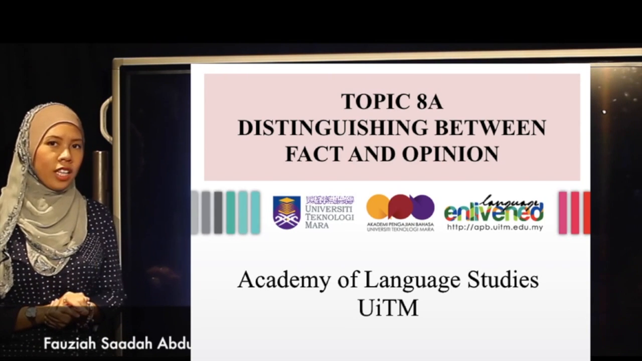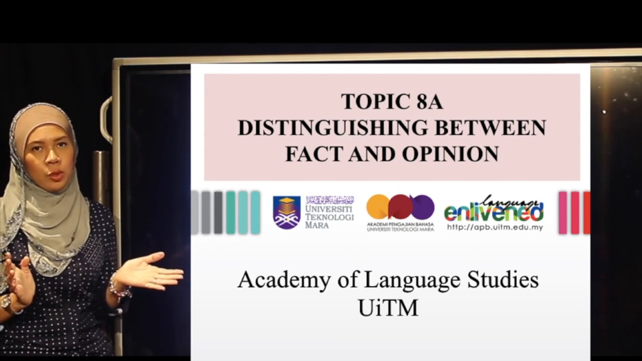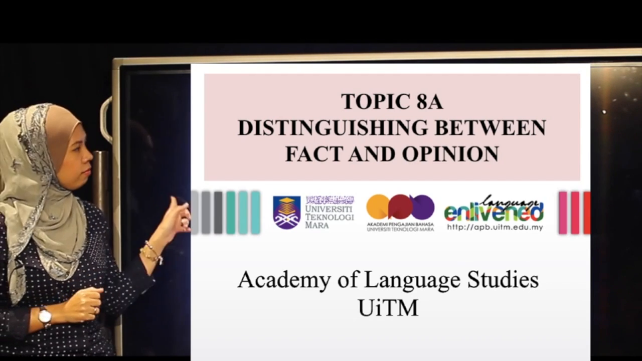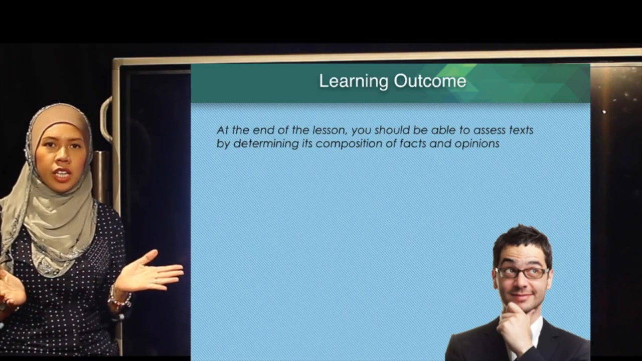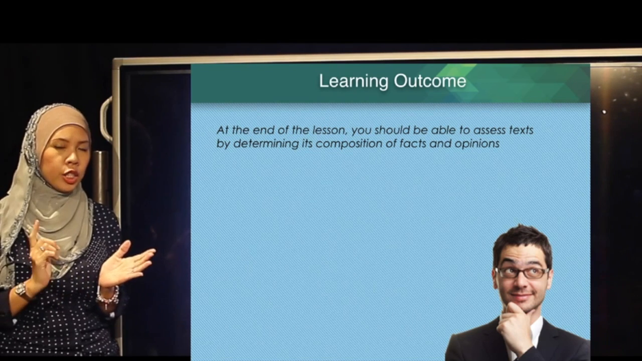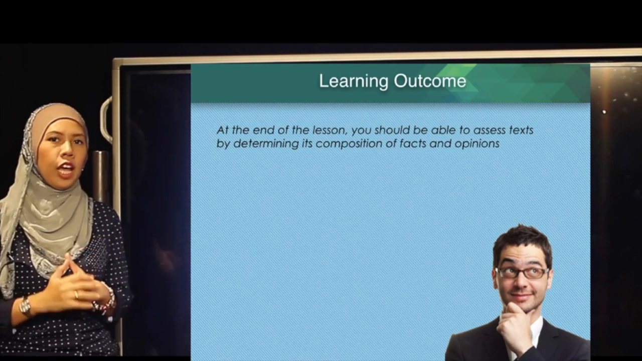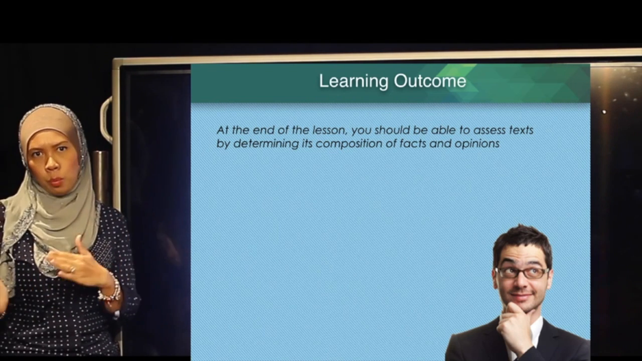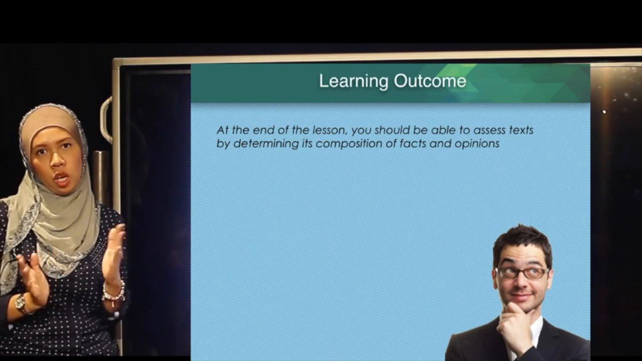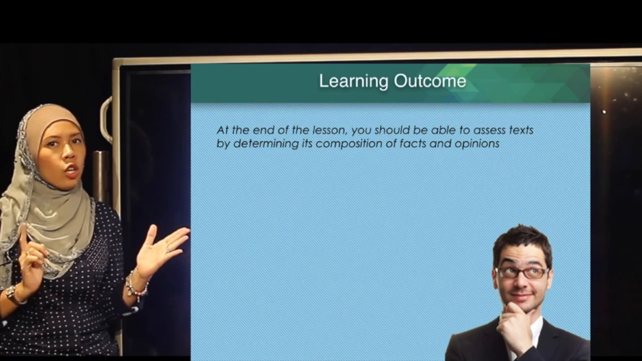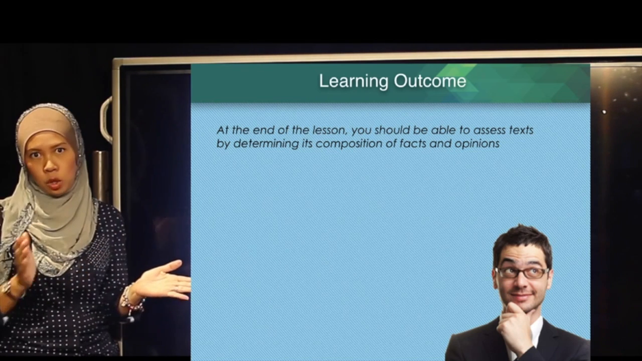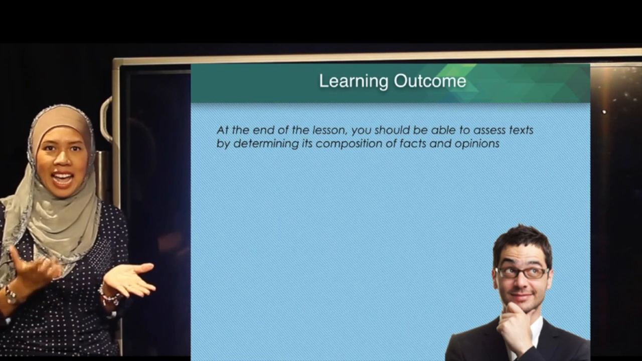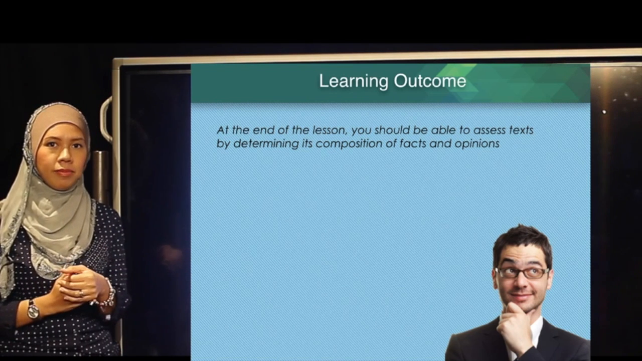Hi, welcome to topic 8, distinguishing between facts and opinions. In this topic, you will learn how to assess text by determining its composition of facts and opinions. Knowing the difference between fact and opinion is essential for good reading comprehension. If a person cannot tell the difference between fact and opinion, they cannot judge whether the information being presented has value and credibility.